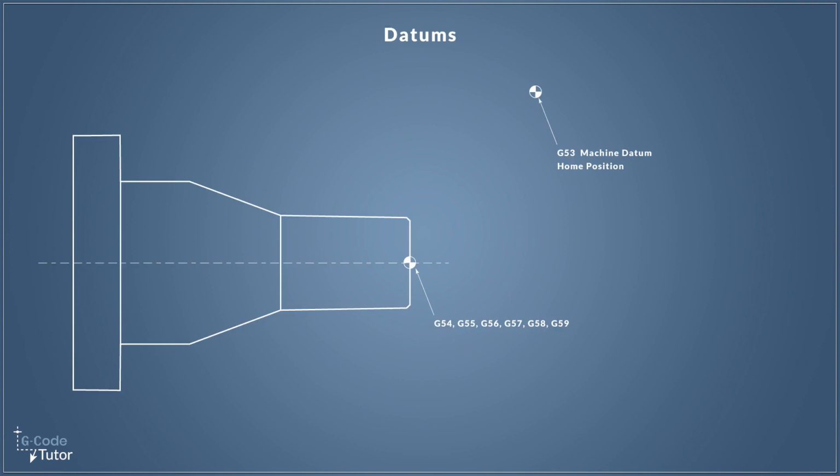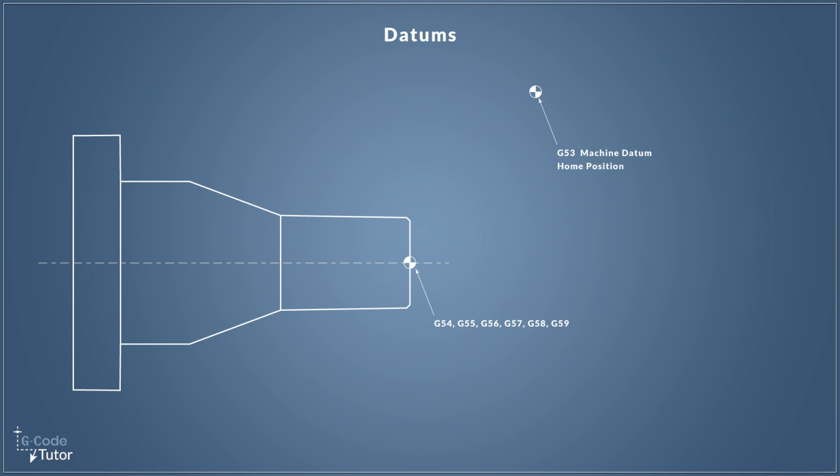So we have two different types of datums available to us. We've got our machine datum, which is our home position. And this is the position where the machine likes to go to do a tool change. And this is the machine zero point. On most machines, it's the tool change position that is the machine zero point, but it's not all machines. So you would have to check that your machine works this way.